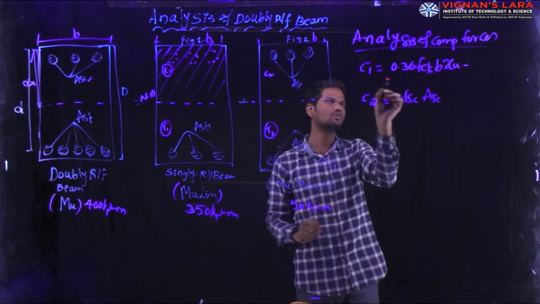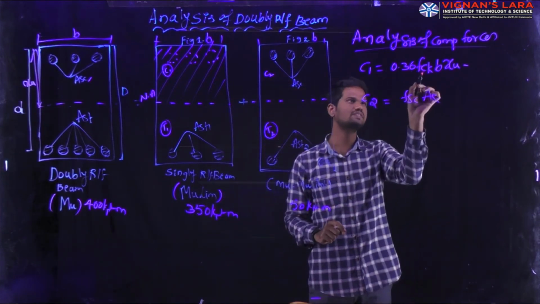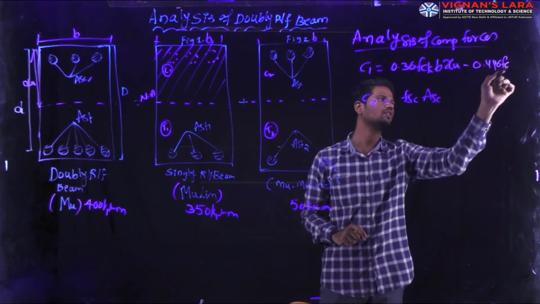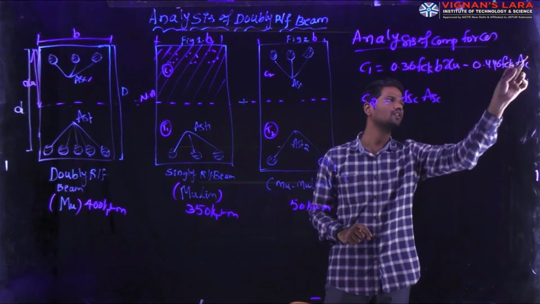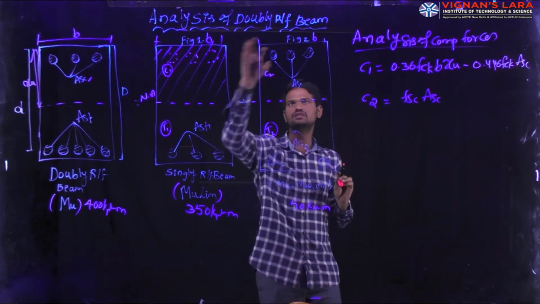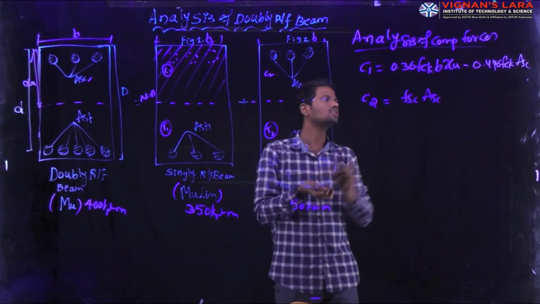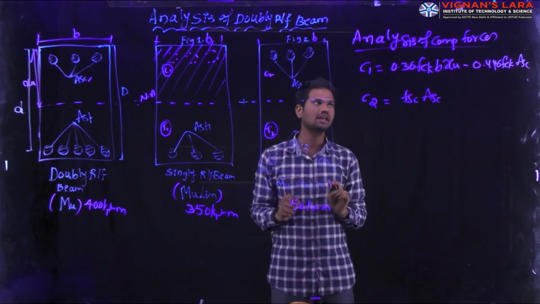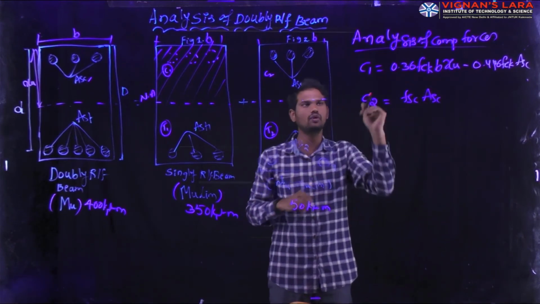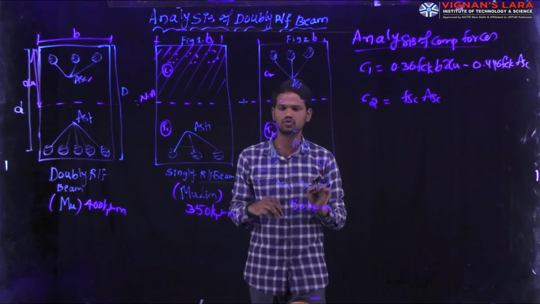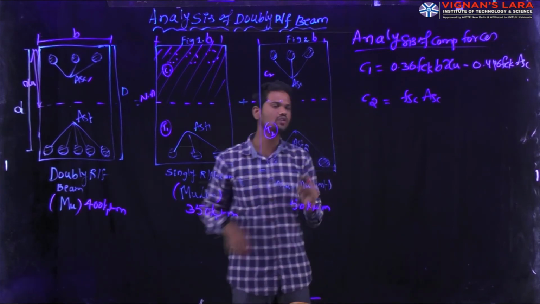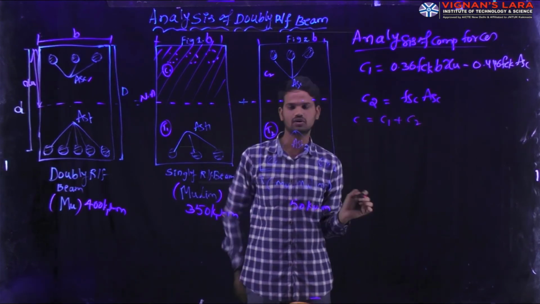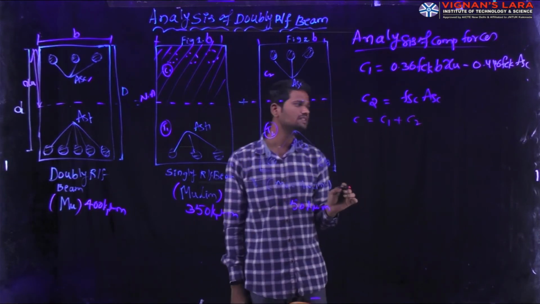That means compressive force C1 equals 0.36 into FCK into B into XU minus 0.446 into FCK into ASC, where ASC is the area of the steel reinforcement bars in the compression zone. 0.446 FCK is the stress acting on the beam in the compression direction. If you add compressive force 1 and compressive force 2, you will get the total compressive force. The total compressive force is C equals C1 plus C2.